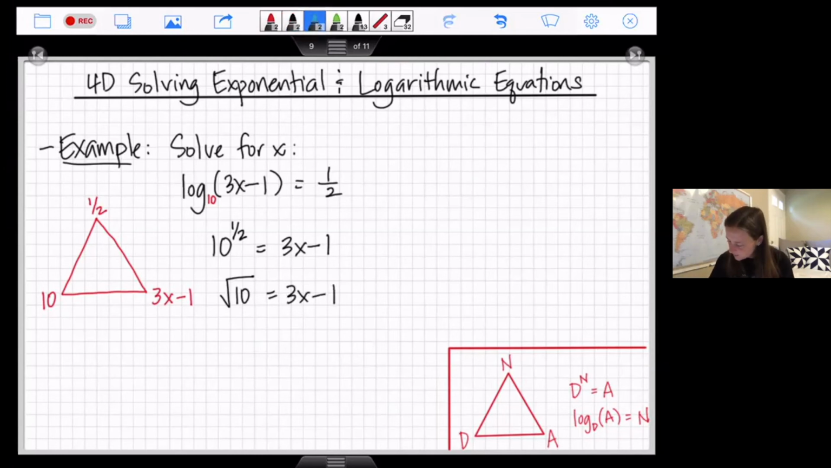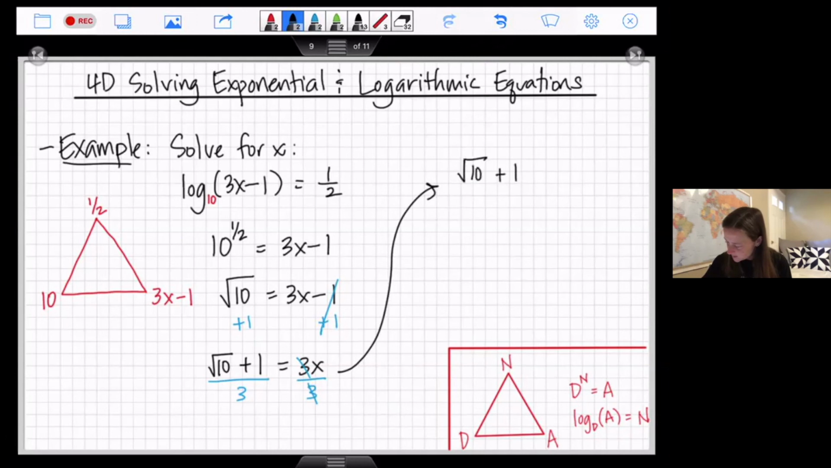And now just focus in on the 3x minus 1 on the right. We're going to add 1 to both sides. So I get the square root of 10 plus 1 equals 3x. Don't make that the square root of 11. The 10 is inside the square root. The 1 is outside the square root. So we're just going to leave it as root 10 plus 1. And then we're going to divide both sides by 3. And that gives me root 10 plus 1 divided by 3 is equal to x.